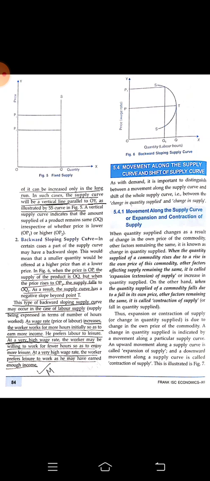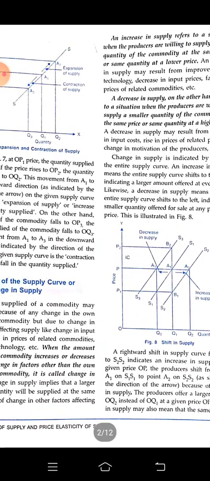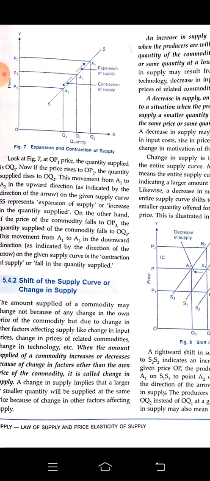Quantity supplied changes as a result of a change in its own price, the price of the commodity, while other factors remain the same. We can understand this with the help of this diagram. You can see as the price is changing from OP1 to OP2, the supply has just got expanded. The supply is also moving upward from A1 to A2.